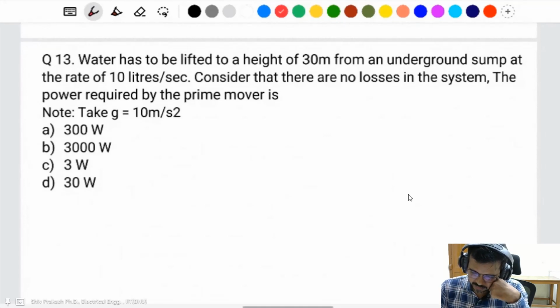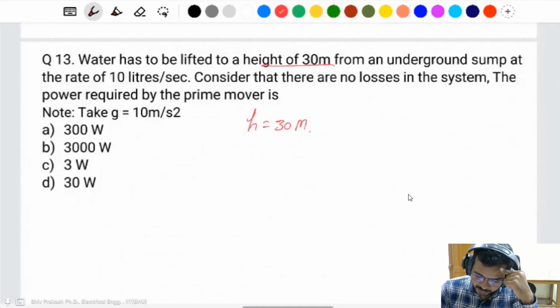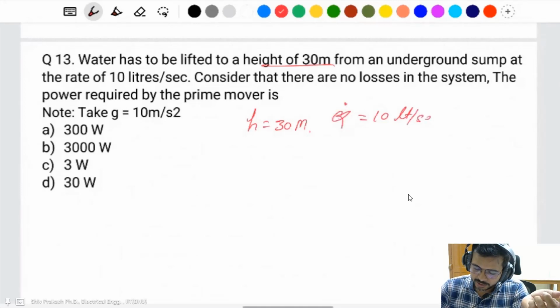Water has to be lifted to a height of 30 meter from an underground submersible pump at the rate of 10 liter per second. Consider that there are no losses in the system. The power required by the prime mover is? The total head is given as 30 meter. This is not velocity, this is the water discharge rate, 10 liter per second. No losses means no friction losses or anything. Then the power required by the prime mover, g is 10.